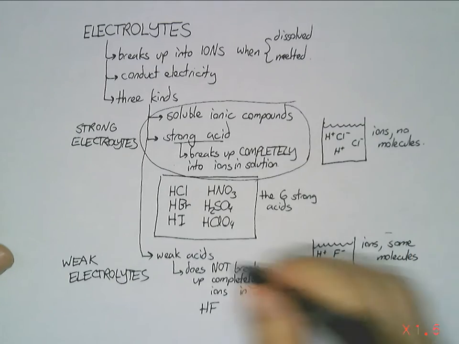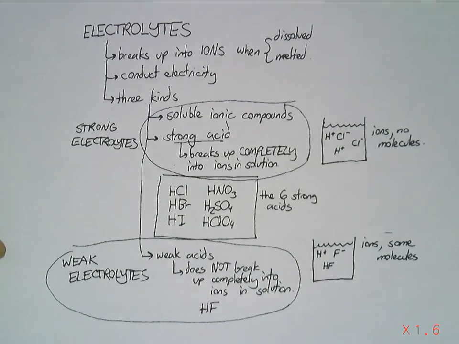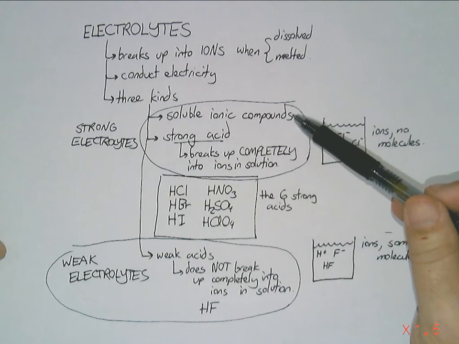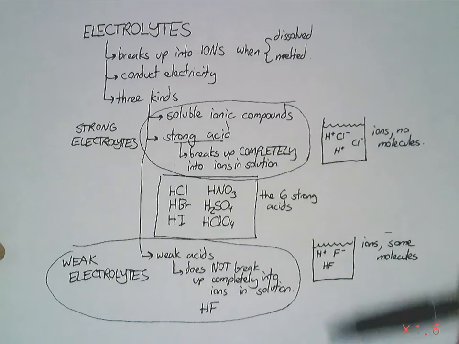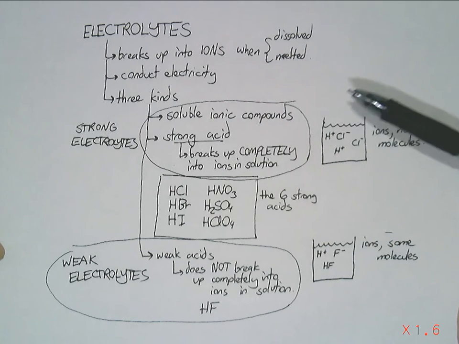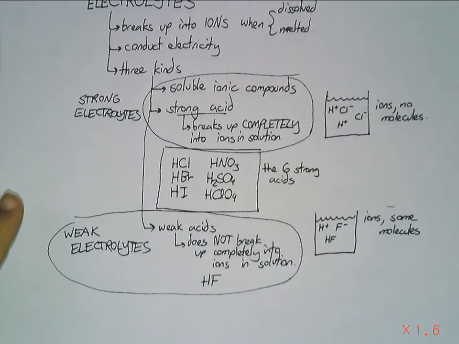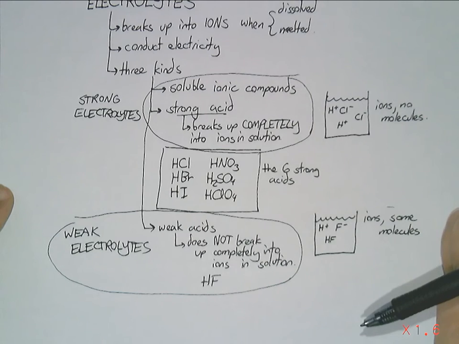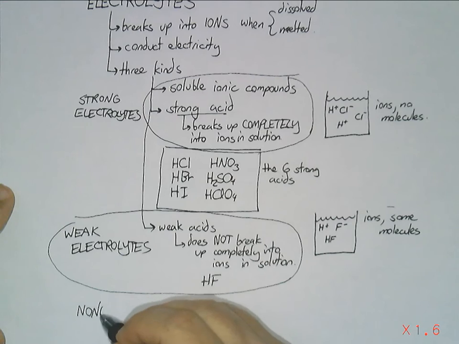And the only weak electrolytes that you are really going to encounter in general chemistry are weak acids. Like I said, there are some soluble ionic compounds that are weak electrolytes, but they're fairly rare and obscure, and you don't need to worry about them. You can assume all soluble ionic compounds are strong electrolytes. Now, what happens if you have a compound that doesn't fit into these 3 classes? Then it's not an electrolyte. We call it a non-electrolyte.